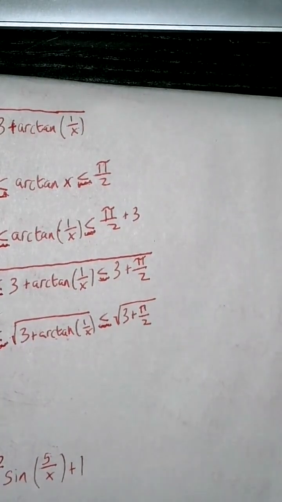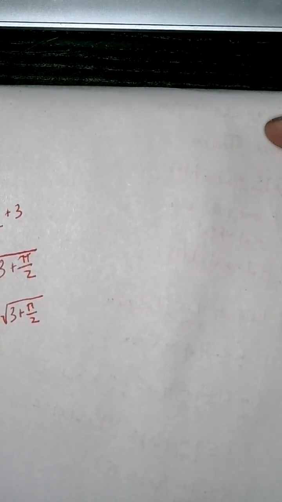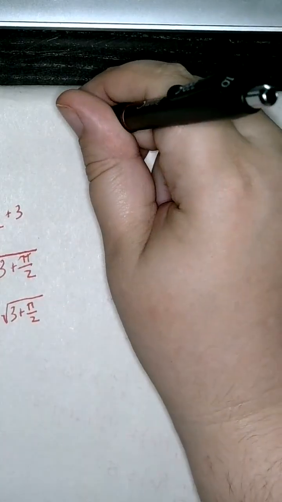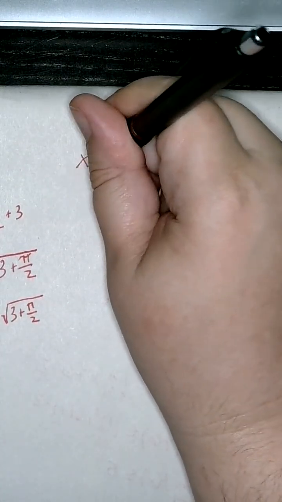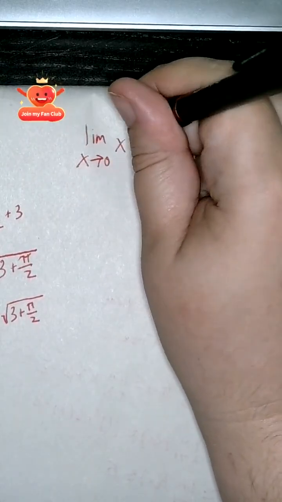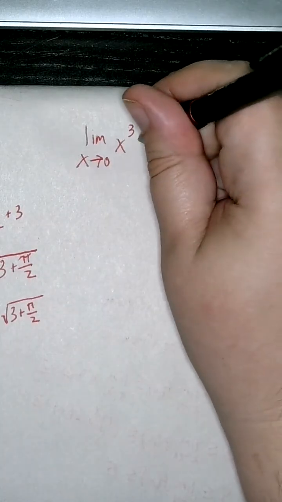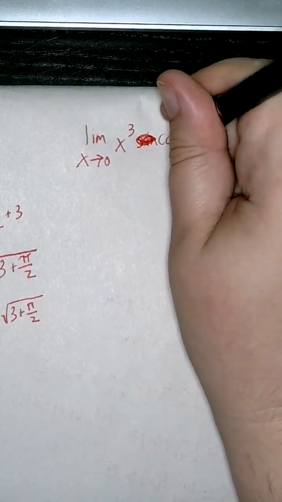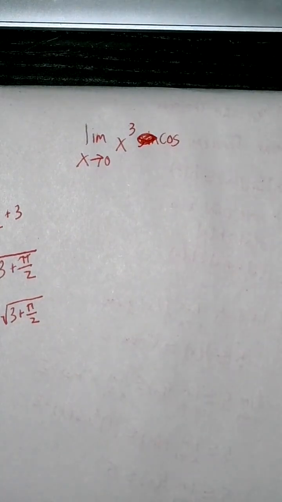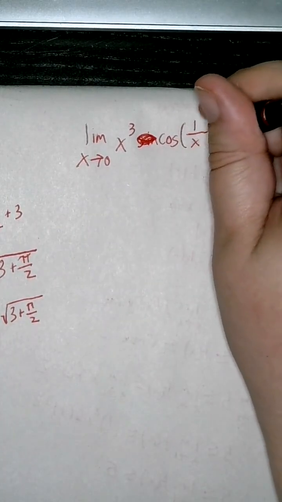So now I need to make sure I have enough room for this problem. So, limit as x approaches 0 of x cubed times, let's do sine. We'll do another one like, actually no, let's do cosine. I want to switch between sine and cosine. 1 over x.